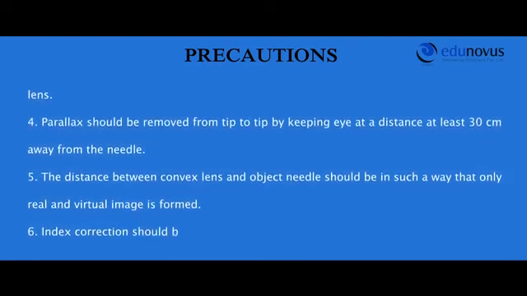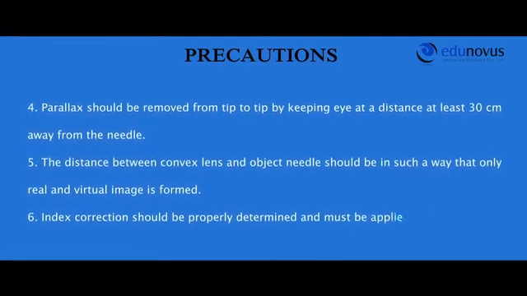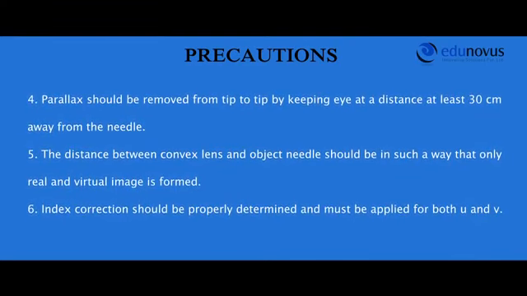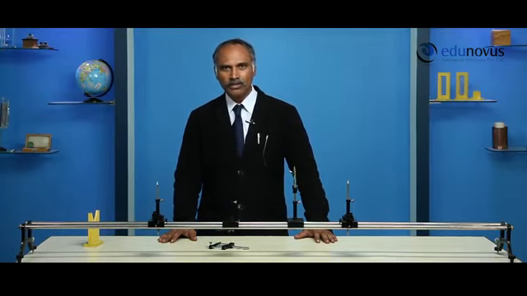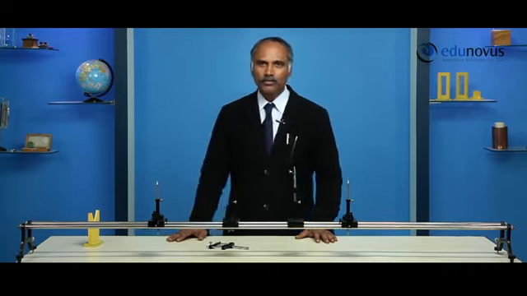Index correction should be properly determined and must be applied for both U and V. Now you are able to determine the focal length of concave lens on your own without any doubt or hesitation. Thanks for watching this experiment.